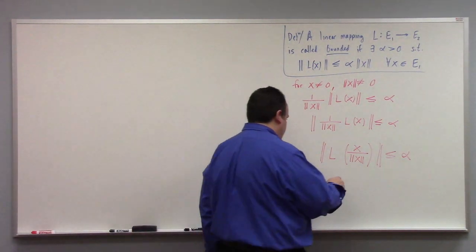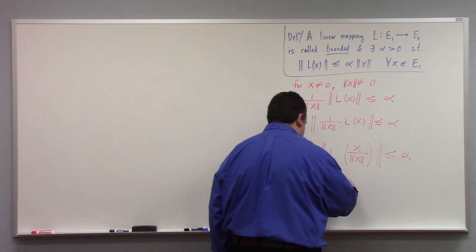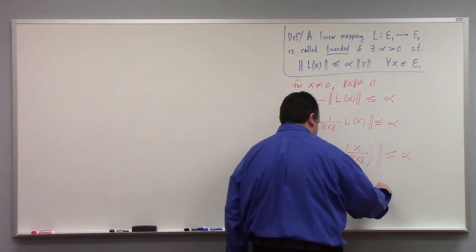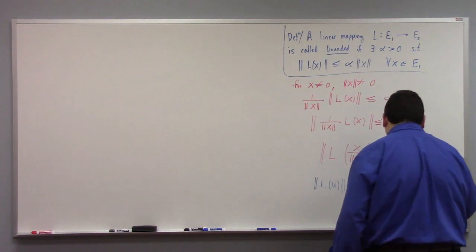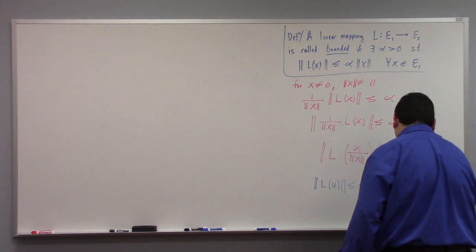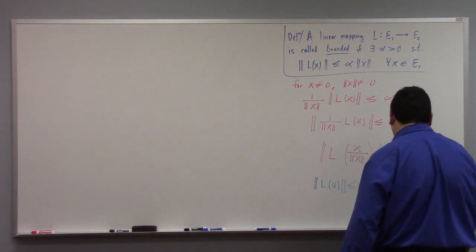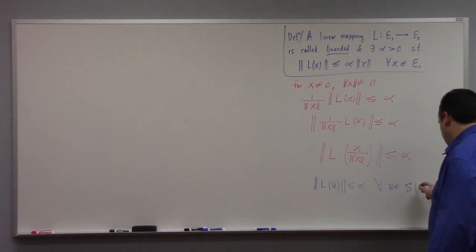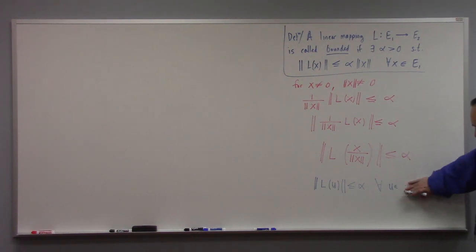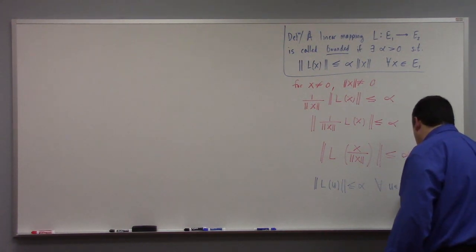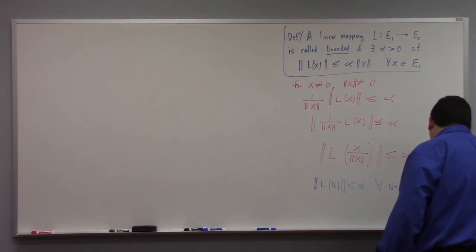So what we really have is that the norm of L of u is less than or equal to alpha for all u in the ball. Well, not even the ball, it's the sphere, right? I guess the notation was sphere of, I forget, did the radius come first or second? I can't remember. Let me just write it out. For all u an element of E1 such that the norm of u is equal to 1, right?